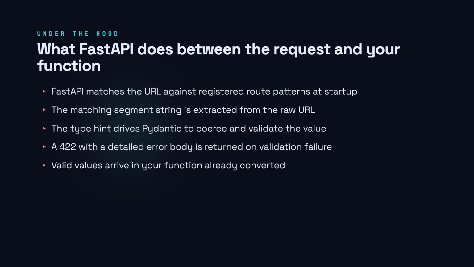When FastAPI starts up, it registers each route and inspects the function signatures using Python's type hint introspection. When a request arrives, the router matches the URL, pulls out the raw string for each curly brace segment, and hands it to Pydantic's validation layer. Pydantic tries to coerce that string to the declared type. If it succeeds, your function receives a proper Python integer or whatever type you declared. If it fails, FastAPI immediately returns a 422 response, with a machine-readable body explaining exactly which parameter was wrong. No custom error handling required from you.